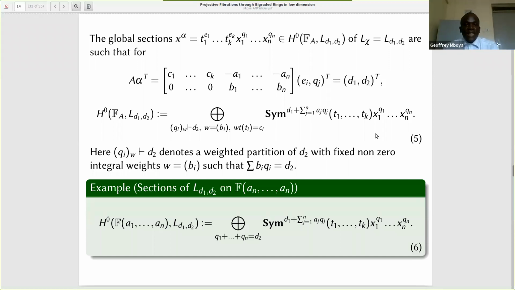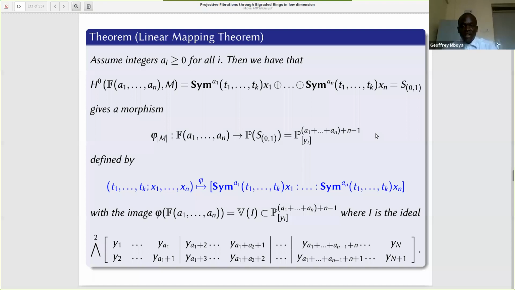The linear mapping theorem is an important mapping theorem which assigns, for all of the pieces, a map defined by the map I've highlighted, and the images are the vanishing of an ideal defined by the second minors of the matrix that I've indicated there. These matrices have blocks of sizes 2 by a_j, and they involve quadrics in these y_i's.